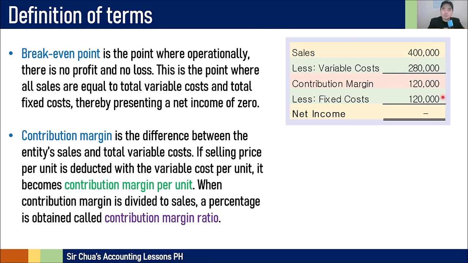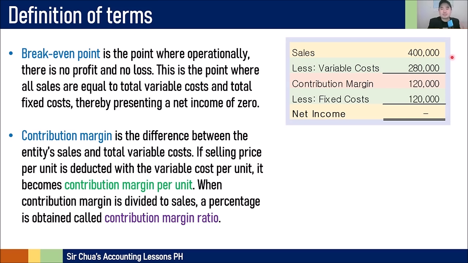Wala kang profit, pero hindi ka rin naman loss. Ibig sabihin, your sales are able to cover all of your variable and fixed cost. Okay? Pag sinabi mong break-even point, kumbaga in layman's term, kapag nagkakaroon sila ng business, parang bawi lang ang puhunan. Hindi kumita, pero hindi rin naman lugi. Nabawi lang yung ginastos. Yun po yung break-even point natin. At break-even point, your net income is zero because your sales are able to cover all of your cost.